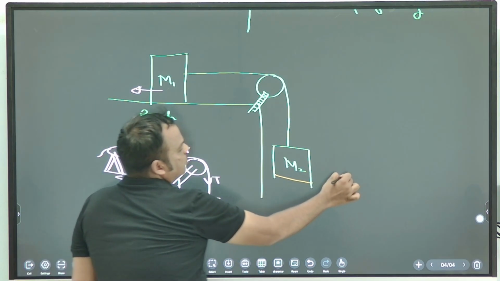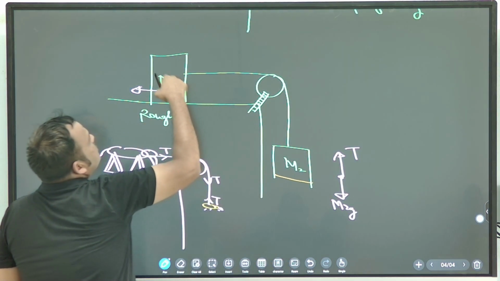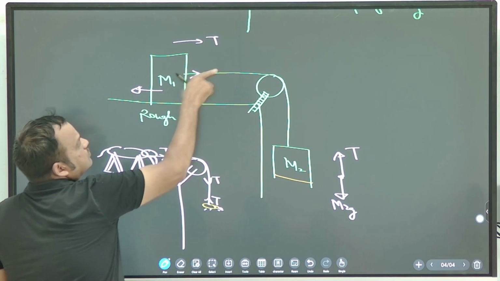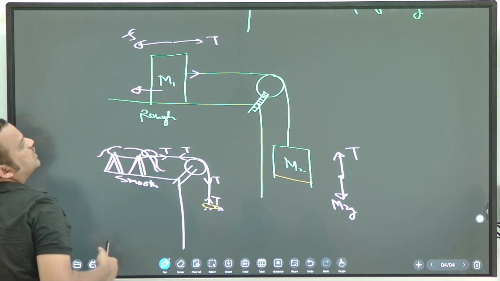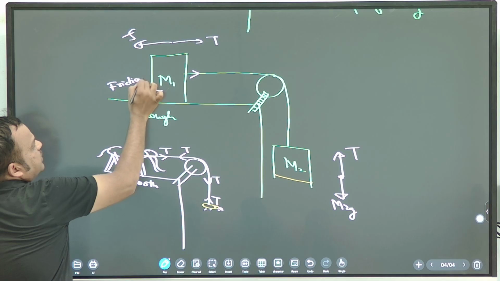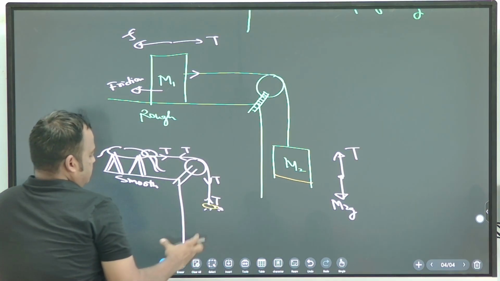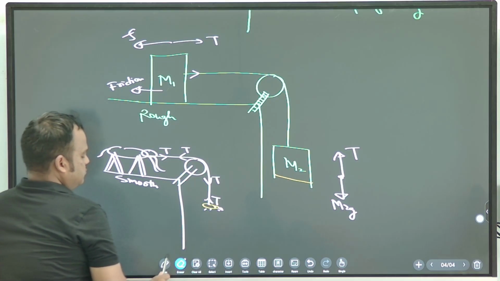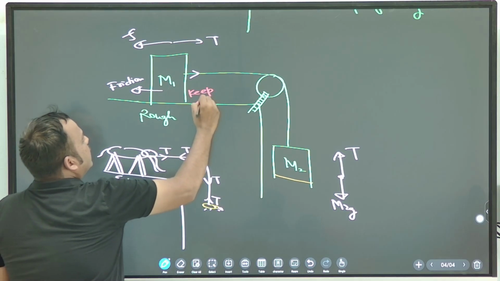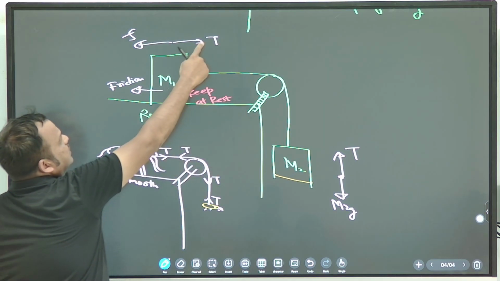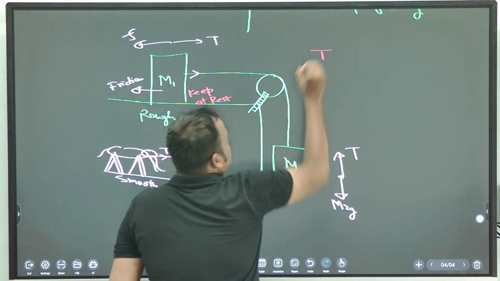For this block, what is the downward force? M2G. Upward force, tension. For this block, what is the rightward force? Tension, because the string is there. Leftward force, friction. Now suppose I want to keep it at rest. What is the condition? T must be equal to friction. Both are equal.